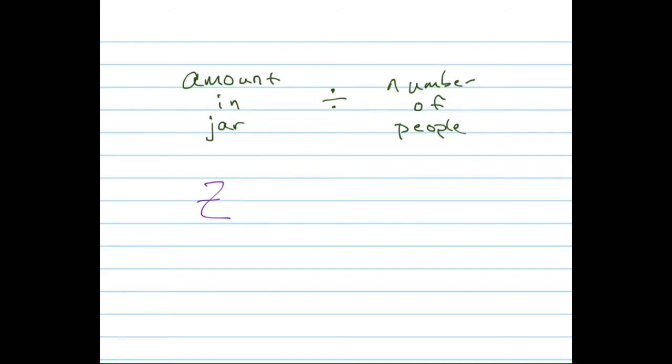All right. So we're going to divide Z by 6 because, yeah, we have to count ourselves as well. That's really important. All right, so we take Z and divide it by 6. There's our expression.